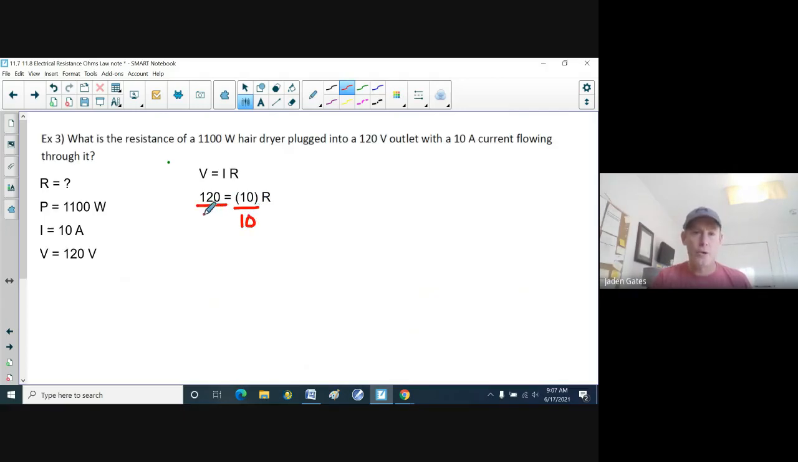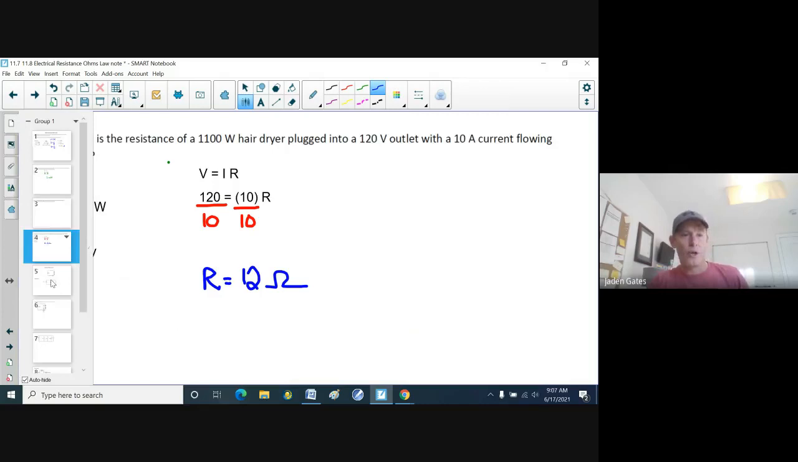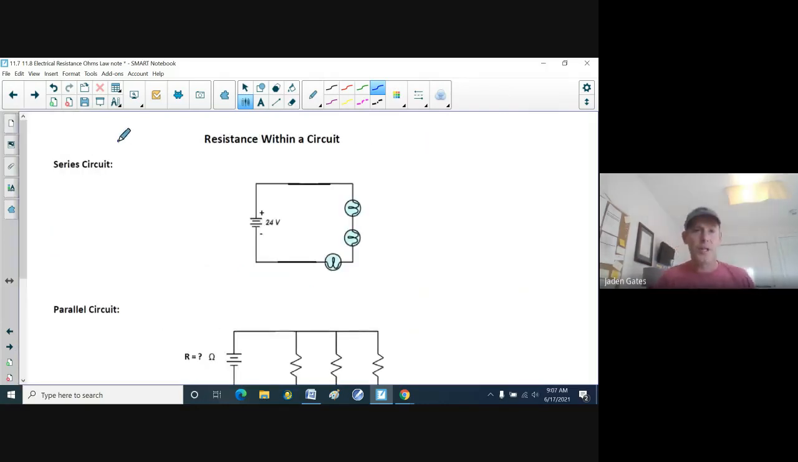All right, so then I'm going to divide both sides by 10. And 120 divided by 10, that's going to be 12. And again, our units here are ohms. Nice little horseshoe there. All right, so now what we're going to look at is resistance within a circuit because we're tying this all together. In a series circuit, we have 3 lights in this case, so they are going to be considered resistors, as we would say.